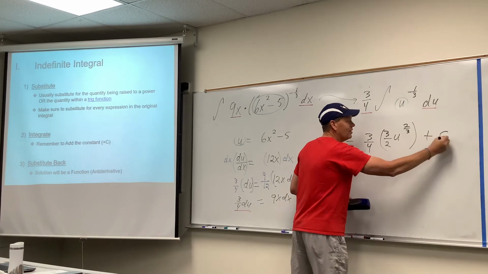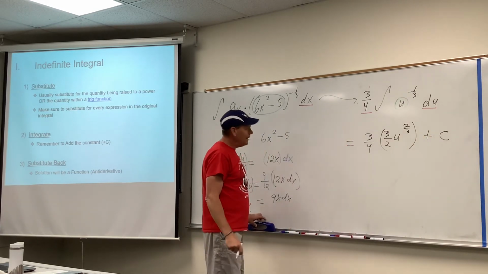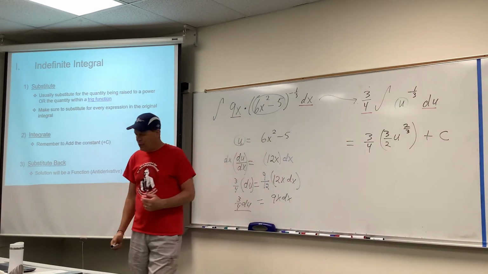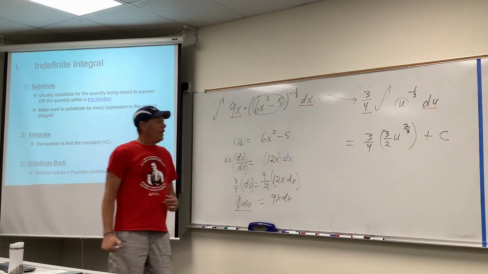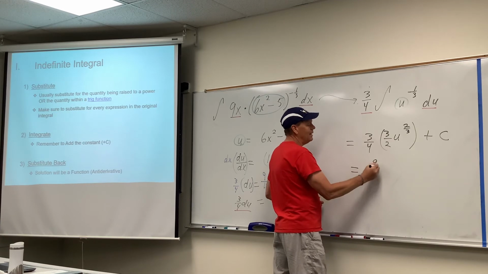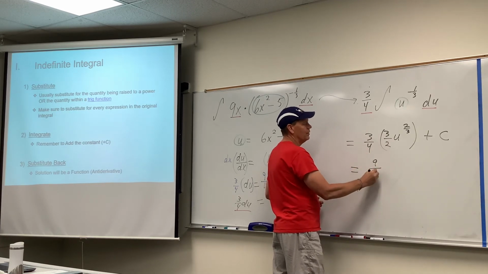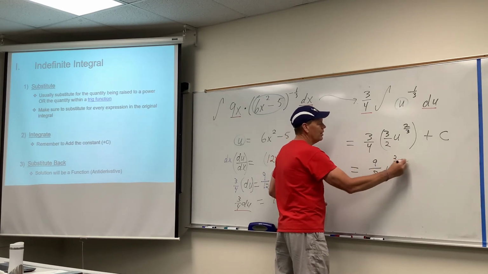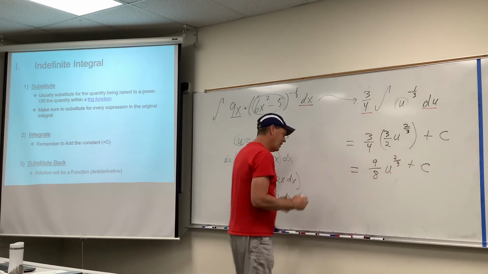And then plus the constant, indefinite integral. We're back to doing those again for a while here. And then let's multiply this out: 9/8 u to the 2/3 plus c, and we're almost done.